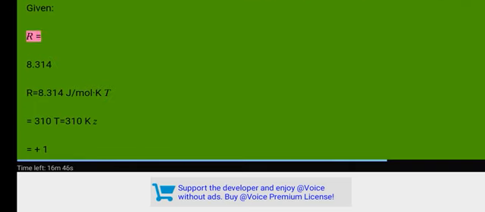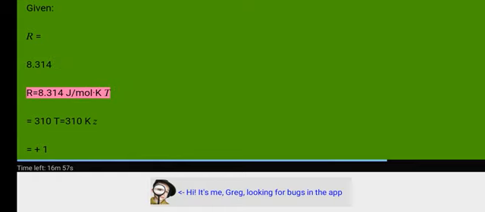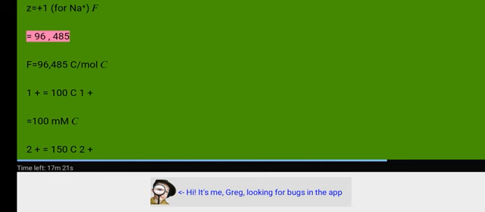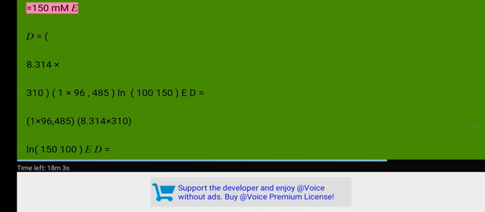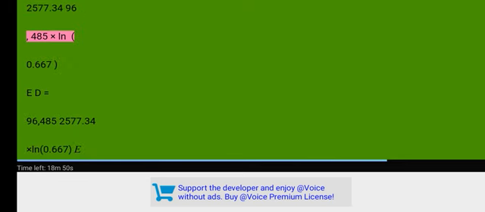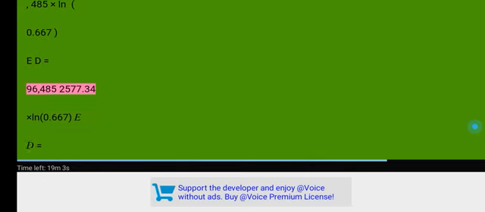Given: R equals 8.314 J per mole K, T equals 310 K, Z equals +1 for Na+, F equals 96,485 C per mole, C1+ equals 100 mM, C2+ equals 150 mM. E_D equals (8.314 times 310)/(1 times 96,485) ln(100/150), so E_D equals (8.314 times 310)/96,485 times ln(0.667), where 8.314 times 310 equals 2,577.34.